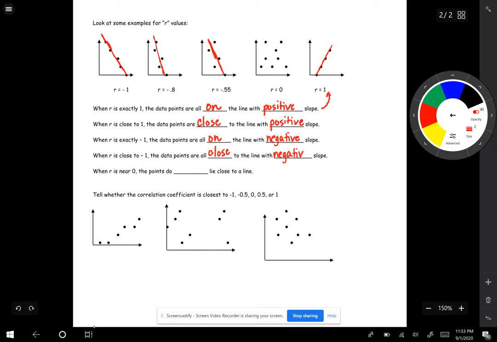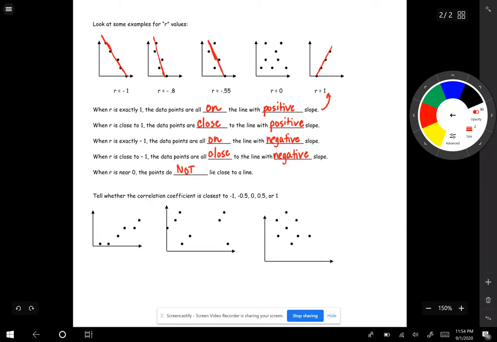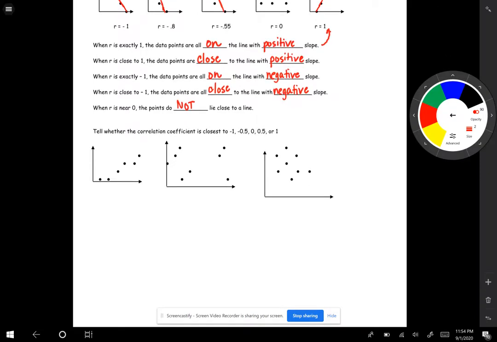Just think of Mr. Slope Man's face. If the line falls from left to right, it's a negative slope. When r is near 0, the points do not lie close to a line. Okay, we're going to finish up our notes with the following 3 examples. Tell whether the correlation coefficient is closest to -1, negative 0.5, 0, 0.5, or 1. And the easiest way to do it is to try and sketch your line of best fit.